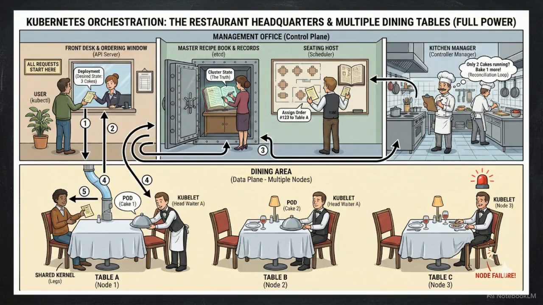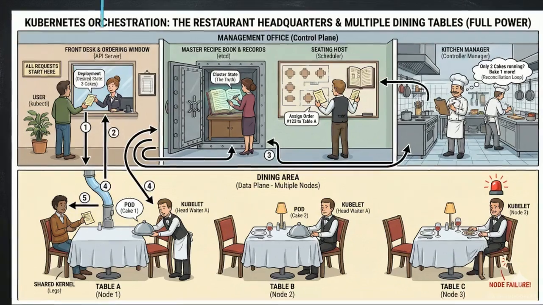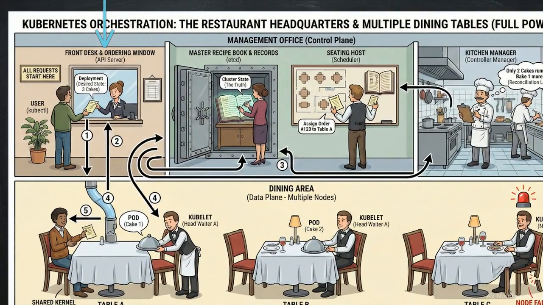This diagram shows the Kubernetes architecture. Downstairs are physical servers. Upstairs is the control plane. The API server is the single point of entry. Next door, etcd securely stores the desired state, while the scheduler locates open tables for tasks.